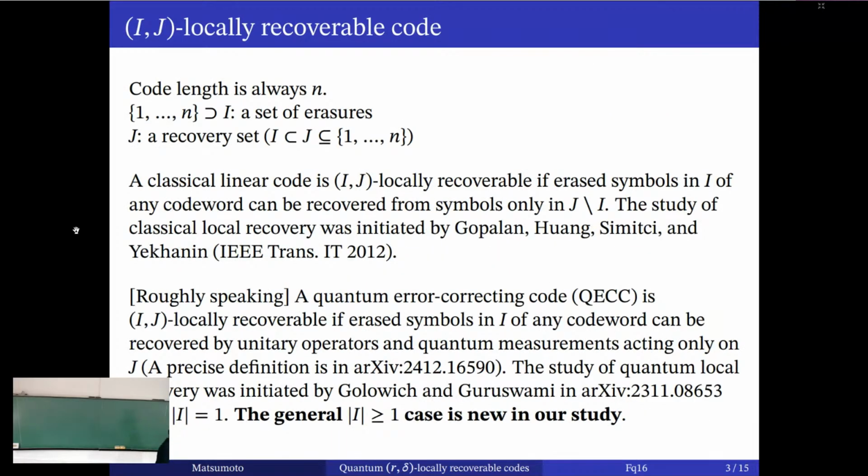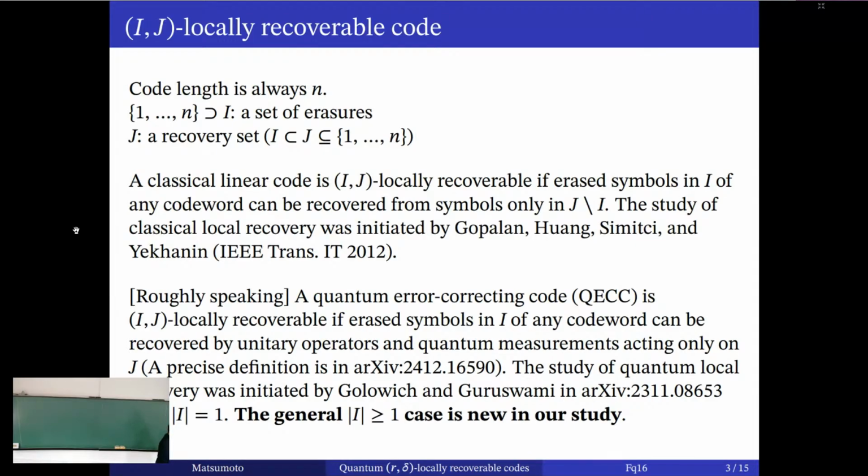Firstly, let us define an IJ locally recoverable code. In this talk, capital I always denotes the set of erasures, and J denotes the recovery set. A classical linear code is said to be IJ locally recoverable if erased symbols in I of any code word can be recovered from symbols only in J, not in I. The study of classical local recovery was initiated by these researchers in 2012.